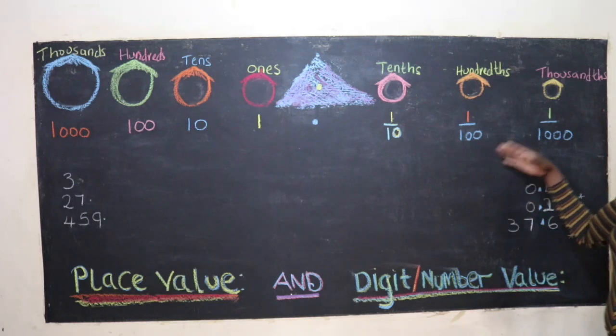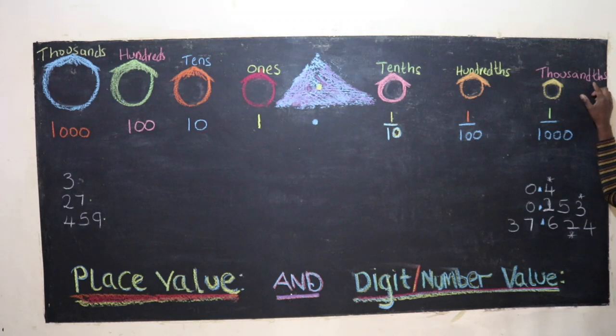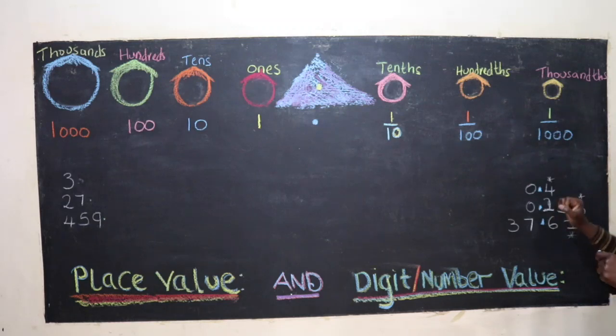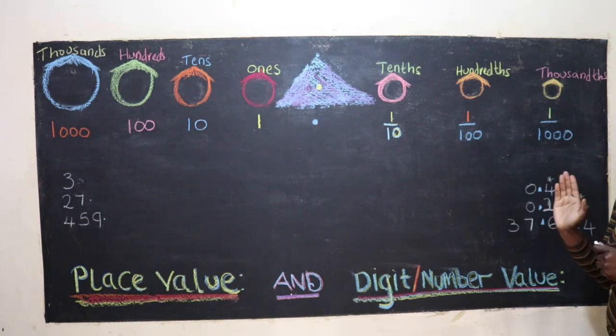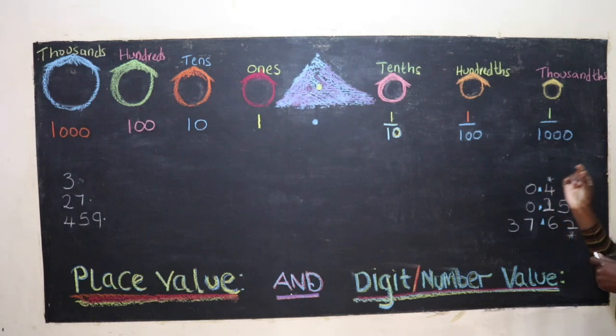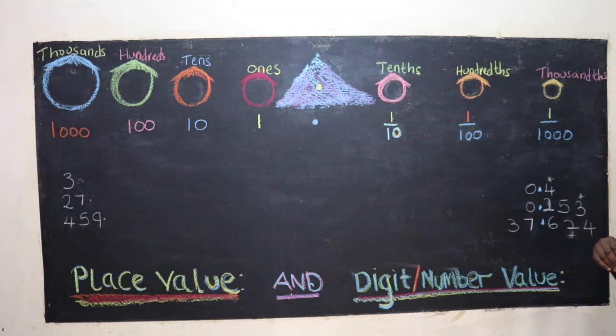Then we come to this home and it is thousandths. Here also we break. On this side we are actually breaking things. So you take one whole thing and you break it into 1,000 equal tiny pieces, and just one tiny little bit is what we call 1,000th.